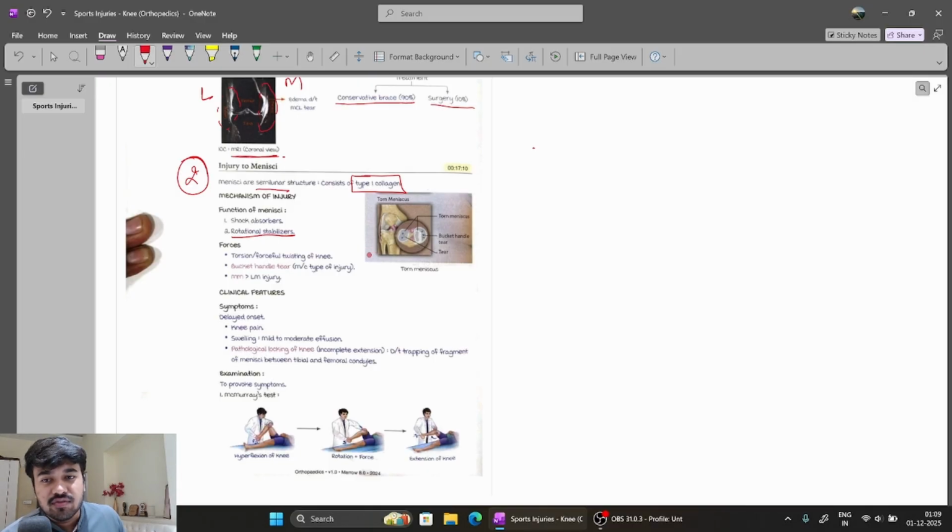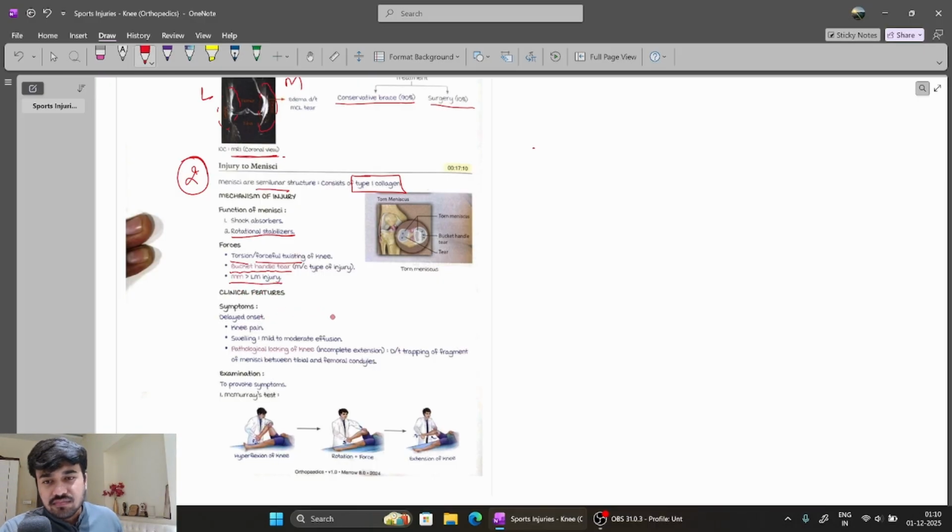So of course, the type of force which will lead to a meniscal injury would be torsional force or forceful twisting. That is, excess rotational movement at knee joint, excess torsional or excess twisting of knee joint will lead to injury to the menisci, right? The most common type of injury is bucket handle tear. So that again you have to remember only. Now, as we saw in collateral ligament, MCL injury was much more common than LCL injury. So here also, medial meniscus injury is much more common than lateral meniscus injury.